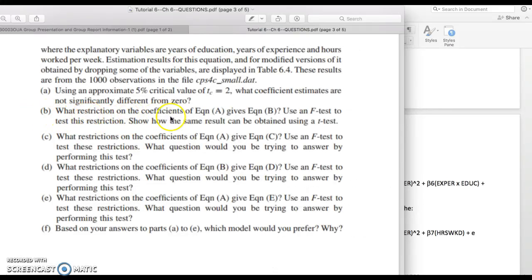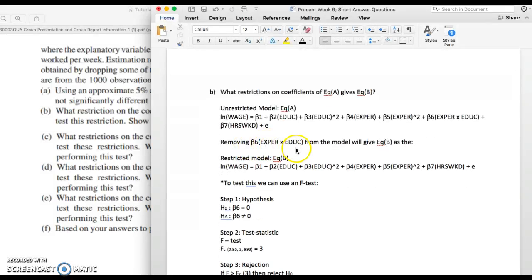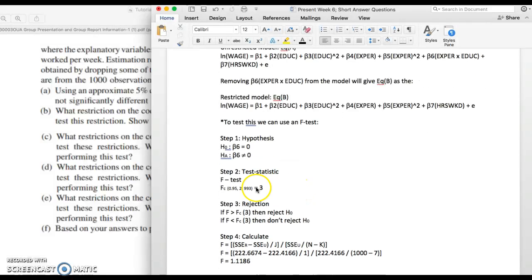Number B, we start looking at restricting equations here. So we've got equation A and we've got equation B. So the unrestricted model of equation A looks like this, and by removing experience times education, beta 6, it gives us equation B, and we are going to use an f-test to test removing beta 6, or that beta 6 equals 0. So we're going to use an f-test for this.